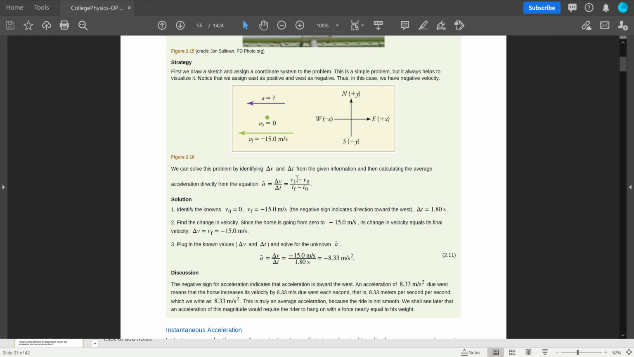So as I mentioned, we have 15, but remember he's going west. So you have to tack on a negative here. It's going west in the negative direction. And we know we started off at 0. So negative 15 minus 0. Anything minus 0 gives you that same number. So we have negative 15 on top. And we know our time. It took 1.8 seconds to get to this velocity. Now remember, time at the beginning is 0. So we have 1.8 minus 0, which is just 1.8. So you plug that into a calculator and you get negative 8.33 meters per second squared.